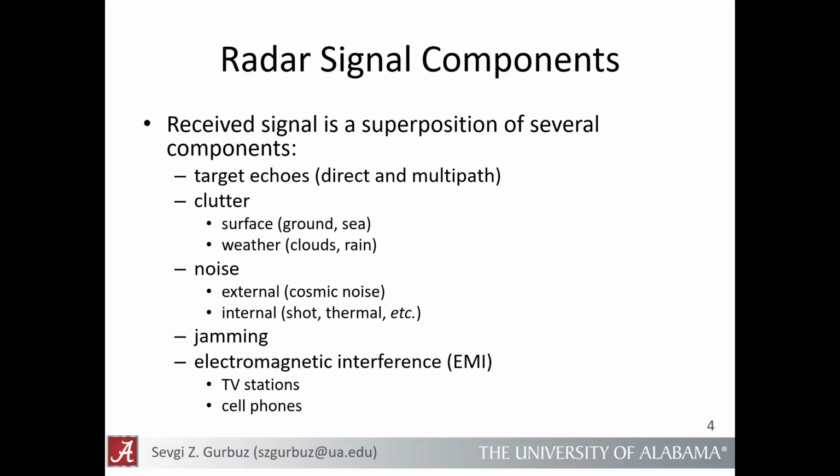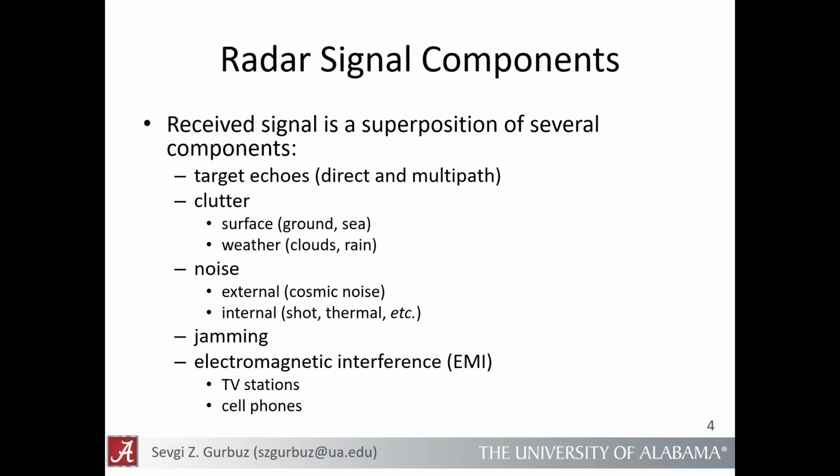Oftentimes, this is due to noise in the electronics of the radar system itself. So we're dealing with things like shot noise, thermal noise, and so forth. There may also be some external sources of noise, if you think of things like cosmic noise, but usually most of the internal noise we'll be dealing with is going to be from our system itself. But there may be other sources of electromagnetic signals in the environment, and this is something that our receive antenna will also pick up if it's in the right frequency range.